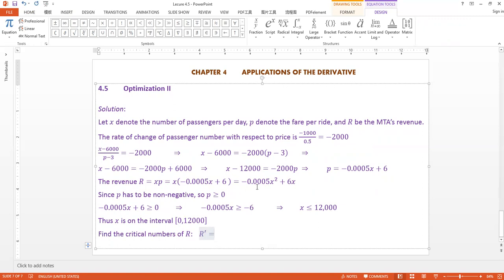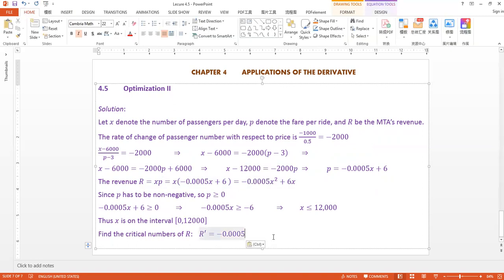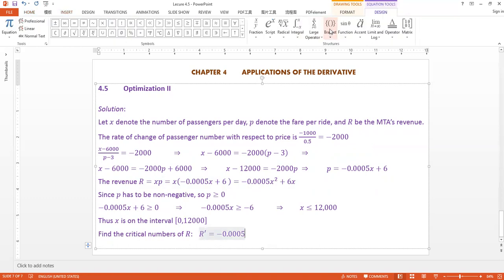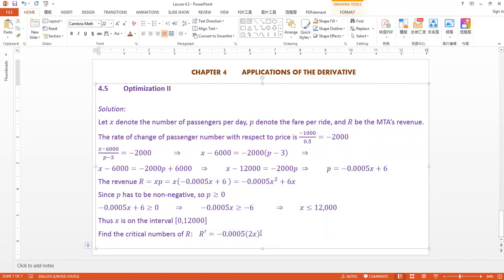So R is negative 0.0005 x squared plus 6x. So R prime is just negative 0.0005 times the derivative of x squared, which is 2x, as we know. And then the derivative of 6x, which is 6. So then we just simplify. 2 times 0.0005 is 0.001. So that's negative 0.001x plus 6.